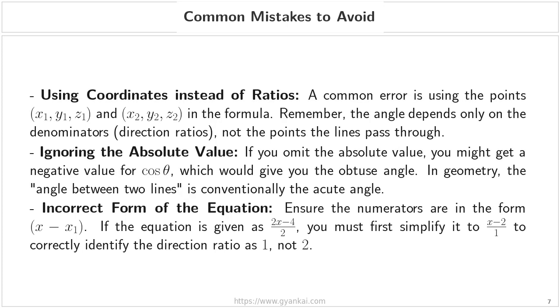Finally, always check the form of your equation before you start extracting your ratios. The formula only works if the numerators are in the form of x minus x sub 1. If you encounter an equation where the numerator looks like 2x minus 4, you cannot simply take the 2 as your direction ratio. You must first divide everything by 2 to simplify it to x minus 2 over 1. If you don't simplify it to that standard form first, you'll identify the direction ratio as 2 instead of 1, and your entire calculation will be off. Keep these 3 points in mind, and you'll avoid the most frequent errors students encounter.